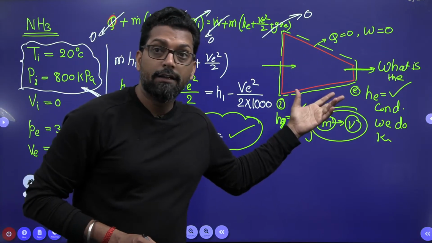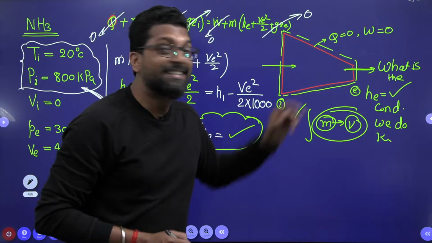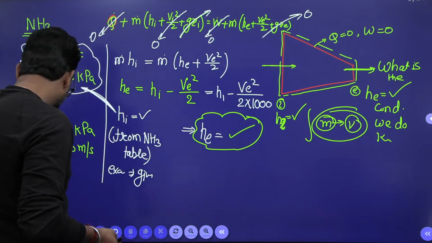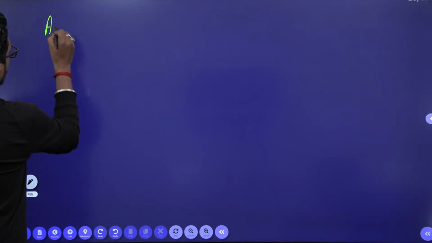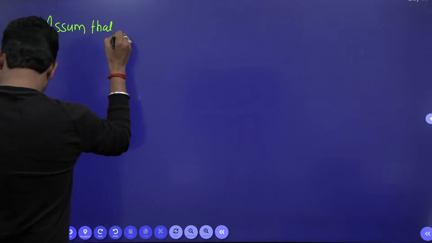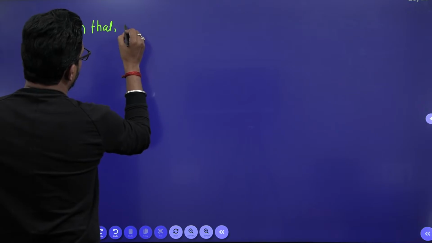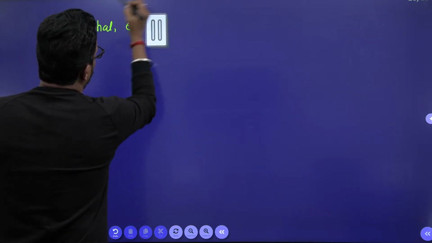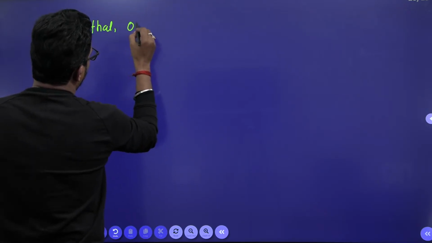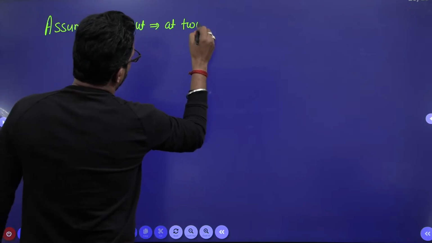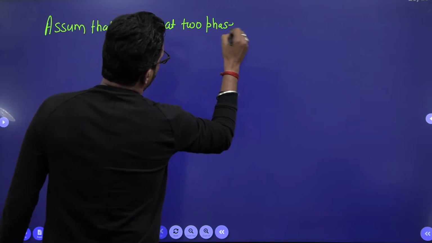So how to start? We assume the exit is in a wet region. We assume like that, okay? So assume that it is a 2-phase region at the exit, that means the outlet.